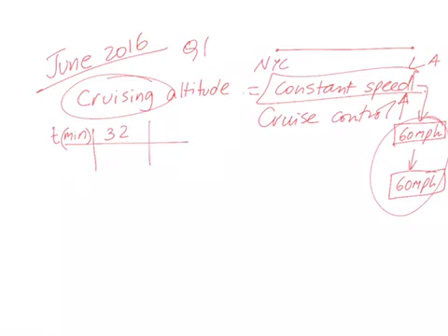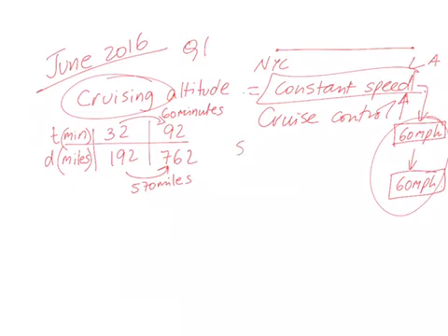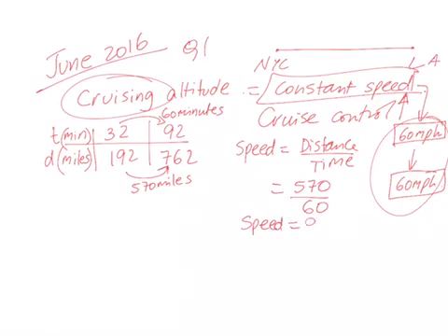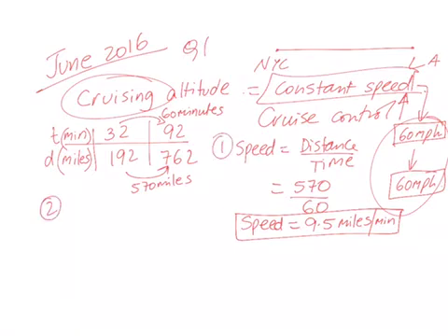At T32, the plane has covered 192 miles, and at T92 minutes, it's covered 762 miles. The difference in time is 60 minutes, so that's a 1 hour time duration, and the distance covered between the two is 570 miles. So speed is equal to distance over time. We've been using this formula for quite some time, so let's plug in a few things. Distance is 570 miles, time is 60 minutes. So we get 9.5 miles per minute. That's our first answer. Now let's look at the second part.